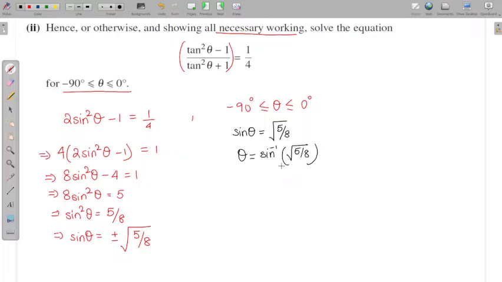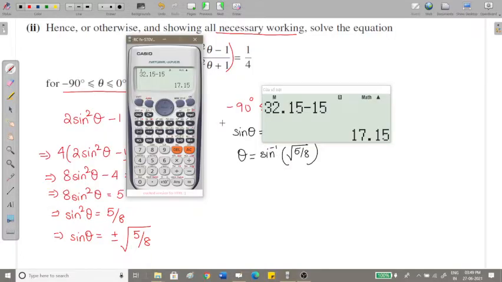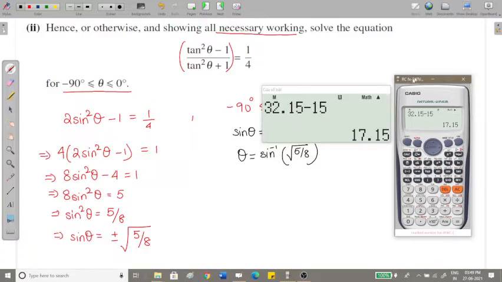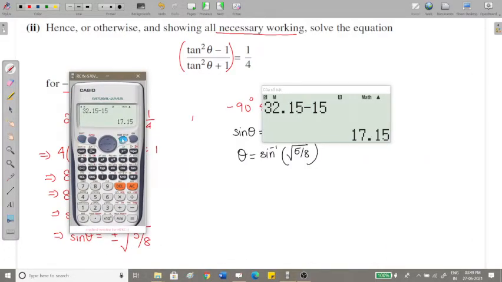Again, let's use our calculator. Before that, we have to change our calculator back to degrees mode, because the theta range is given in degrees. So let's do that first. We have changed it back to degrees. So we have to do sine inverse of square root 5 over 8, and that comes to 52.2 degrees.